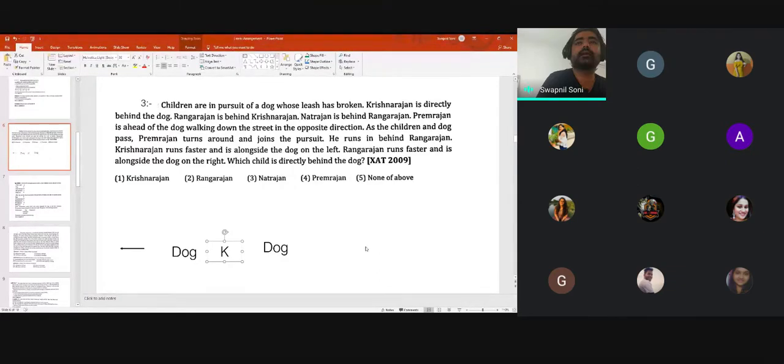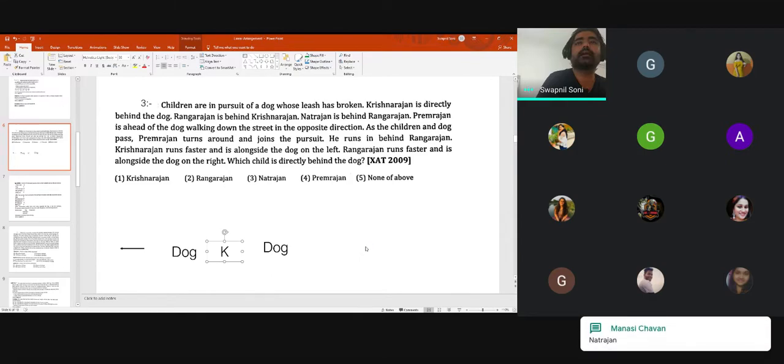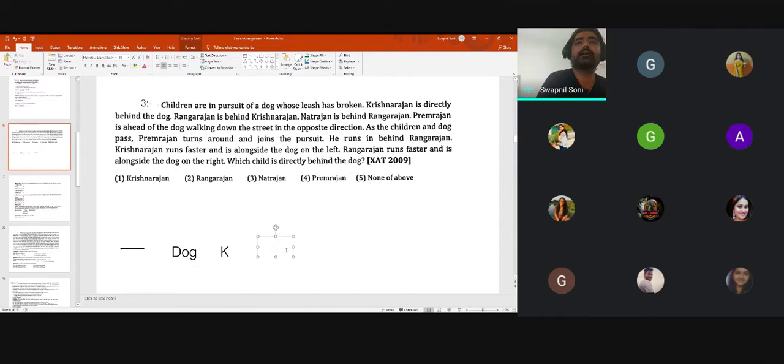Now there is one thing that you should understand over here: they have specifically mentioned first that K, Krishnarajan, is directly behind the dog. But Rangarajan is behind Krishnarajan, and they haven't mentioned whether he is directly behind him. He could be anywhere behind him. Keep this point in your mind. So I'll just put R behind him, but I don't know exactly where this R is. There could be somebody between these two guys as well. Now Natarajan is behind Rangarajan. So there is one more guy who's behind Rangarajan, Natarajan.